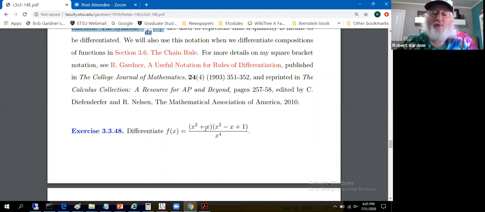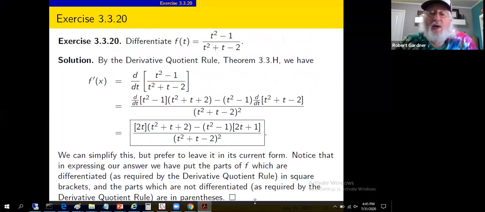Maybe this x squared plus x times this other quotient. The form of your answer would look a little bit different initially if you treated it as a product with a quotient in it versus a quotient with a product in it, but when all the dust settles, you'll get the correct answer either way. So let's do that. That combines the quotient and product rules.